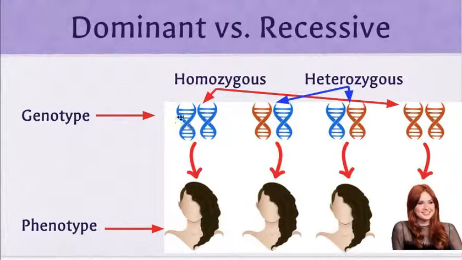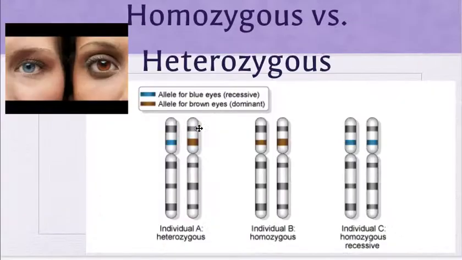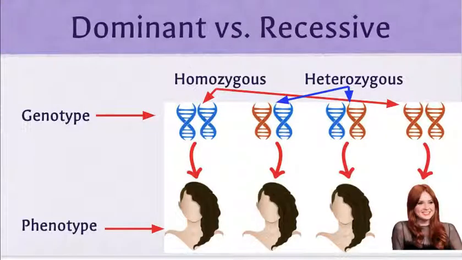This individual has two brown hair copies. This person's got one red hair, one brown hair. This person's also got one brown hair, one red hair. So they've got different genotypes, heterozygous genotypes. And then this girl has homozygous recessive. She's got two red hair genes. So genotype is what do you actually have in terms of your genes on your chromosome, and phenotype is what do you actually look like.